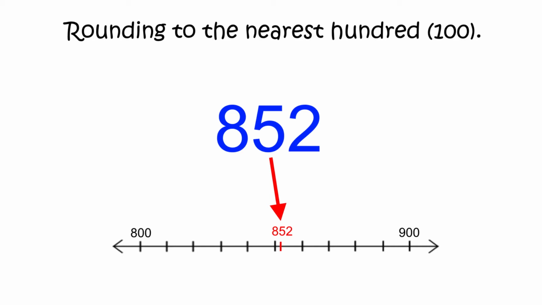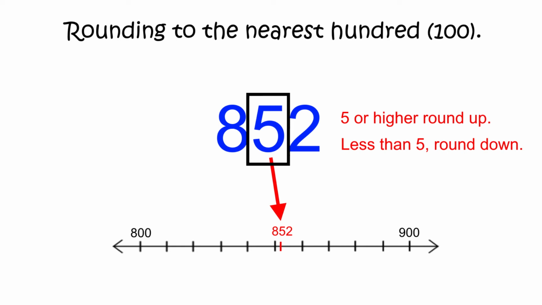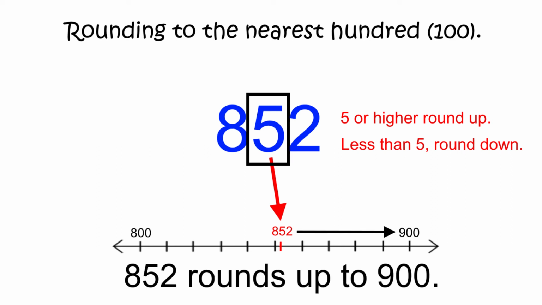In order to determine whether we round up or down, we would look at the digit to the right of the hundreds place. Once again, if that digit is a 5 or greater, we would round up to 900. If the digit in the tens place is less than 5, we would round down to 800. The digit to the right of the hundreds place is a 5, so we round up to 900.